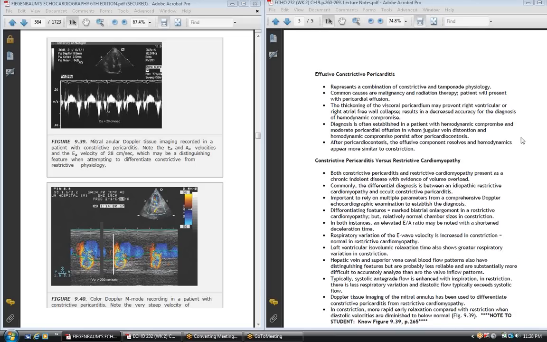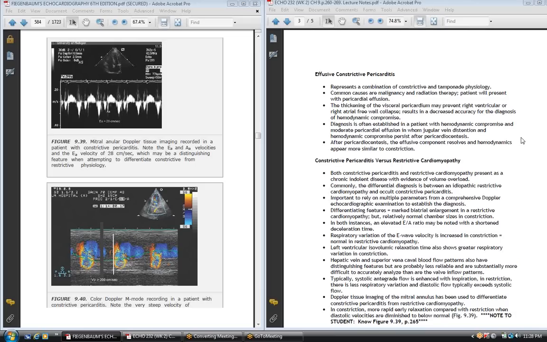Hepatic vein and SVC, or superior vena cava, flow patterns also have distinguishing features but are probably less reliable and are substantially more difficult to analyze accurately than the valve inflow patterns. Typically, systolic antegrade flow is experienced with inspiration in the hepatic veins. In restriction, there is less respiratory variation, and diastolic flow typically exceeds systolic flow.